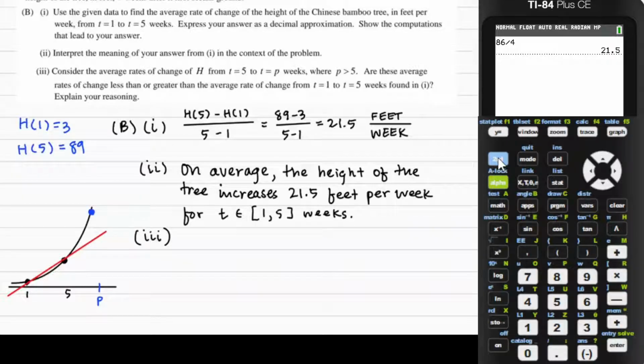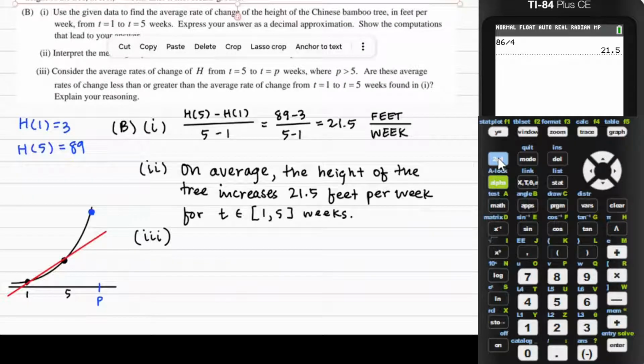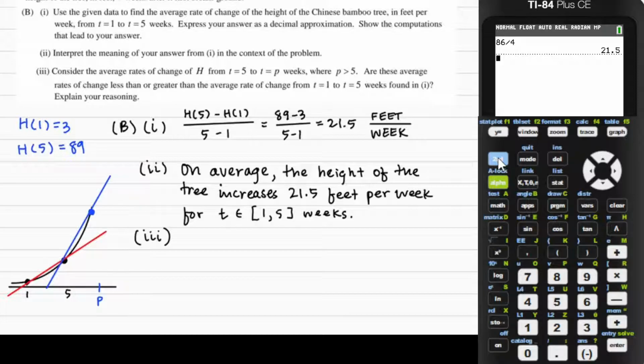And I'm just going to label some point to the right of 5 on the graph, and I'm going to think about the average rate of change from t equals 5 to t equals p. And that'll be the slope of the line that connects the t equals 5 point to the t equals p point. And so I'm drawing that line right there, and I'm going to see it's steeper. Okay, so it's steeper means its average rate of change is greater, right, because it's a greater slope of that line.